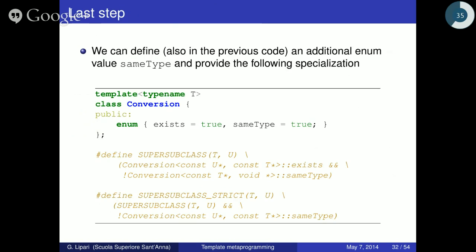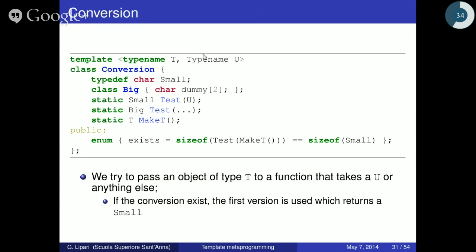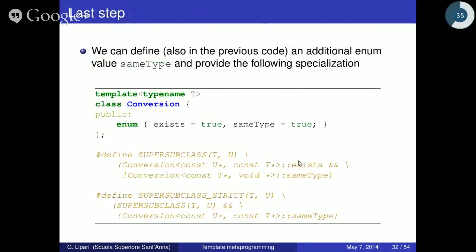Okay? So last step, we define a macro. Actually, we can define an additional version of the class which just takes t, which also provides same type equal to true, because when t and u are the same, then we want to check if same type is true.